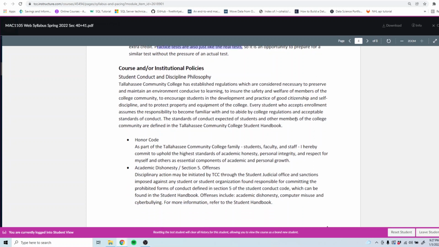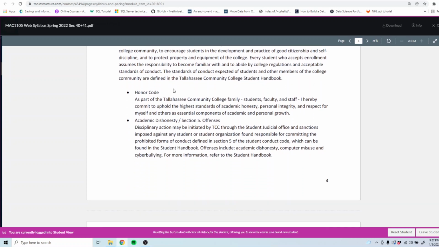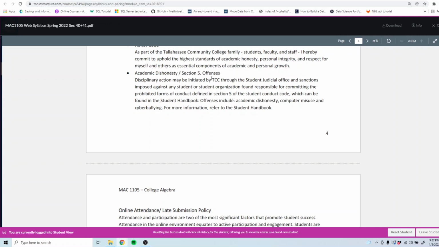All right, I'll let you read through the honor code information and academic dishonesty. Long story short, though, for this course, if you're caught cheating during a test, you will ultimately get a 0 on that test, and it will be basically impossible to pass the course if you have a 0 on a test because they're worth so much. So don't cheat.